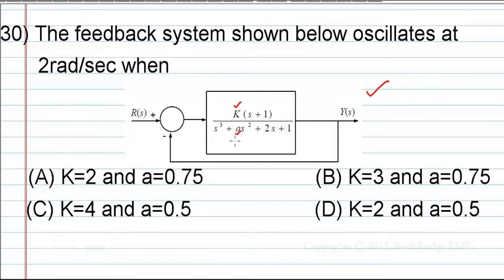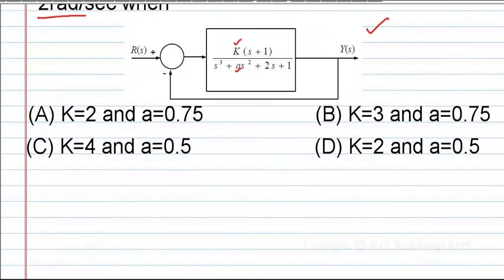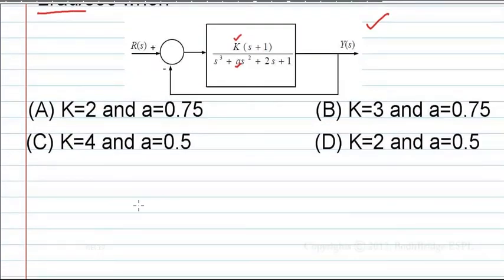Here there are some variables. This whole system oscillates at 2 radian per second. This is a standard question from RH criteria, right? First of all, find what is Y(s)/R(s). That is the closed loop gain. What is Y(s)/R(s)?